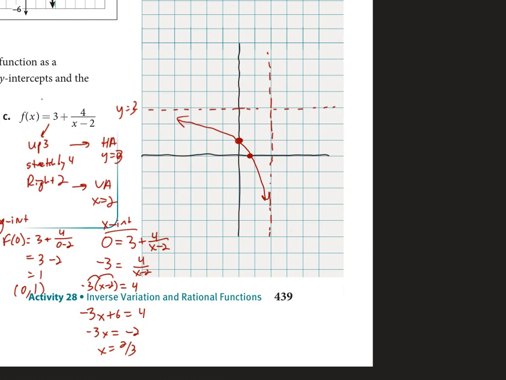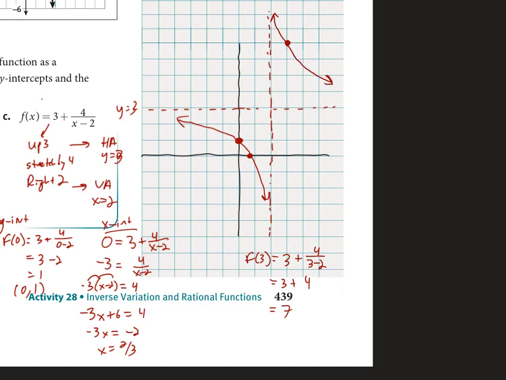How do I plot in this upper right-hand corner? Really simply, I'm going to plug in x equals 3. What is f of 3? f of 3 is 3 plus 4 over 3 minus 2. So 3 plus 4, so that's 7. So the point (3, 7), 5, 6, 7, is on my graph. I'm going to extend my asymptotes a little bit here. And again, it's this nice swooping curve.